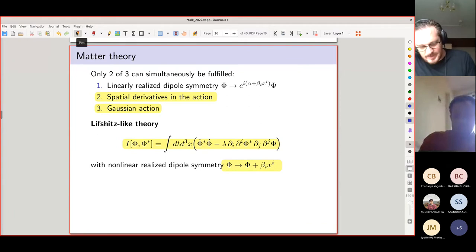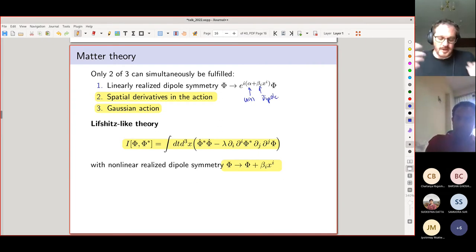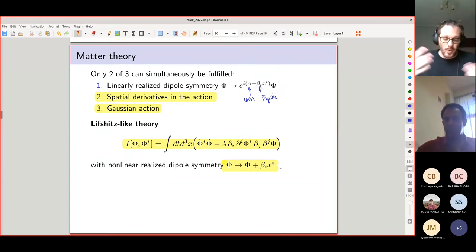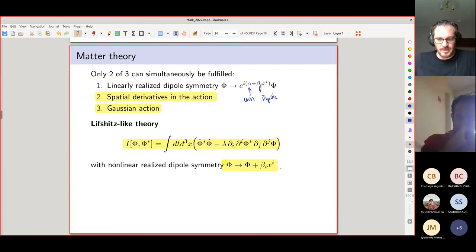Let me emphasize one thing. This is the U1 symmetry, the alpha part, and the beta is the dipole symmetry. It's non-linearly realized because there is no phi here at the end. These are Lifshitz-like theories. So that is one way. I will not focus on these kinds of theories. I will focus on the theories which have linearly realized dipole symmetries.